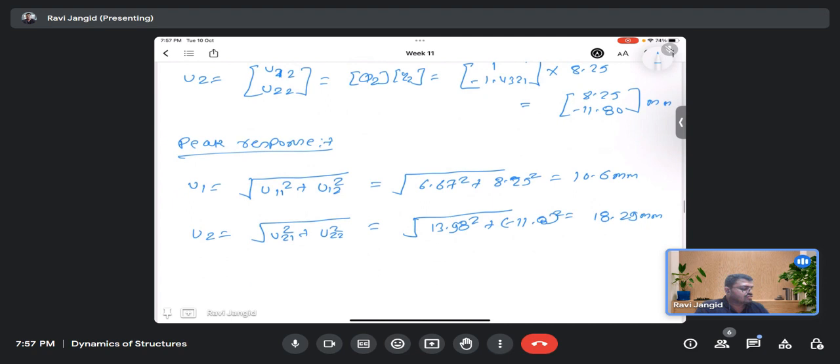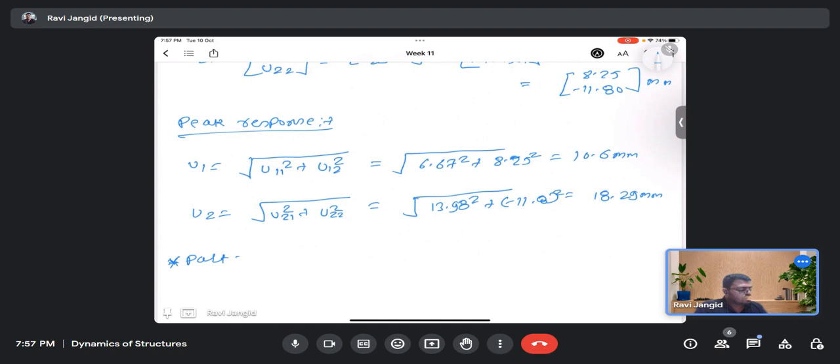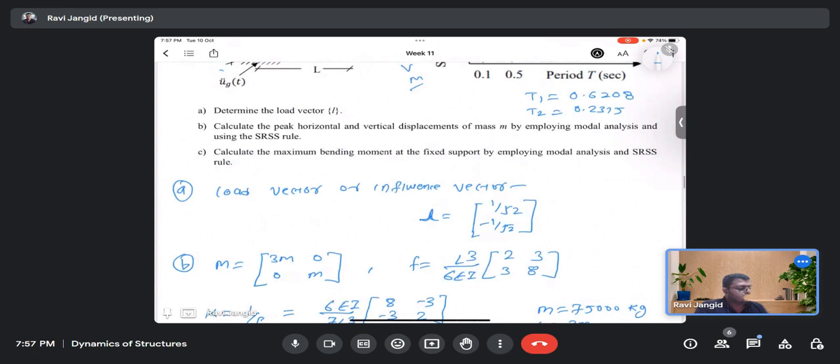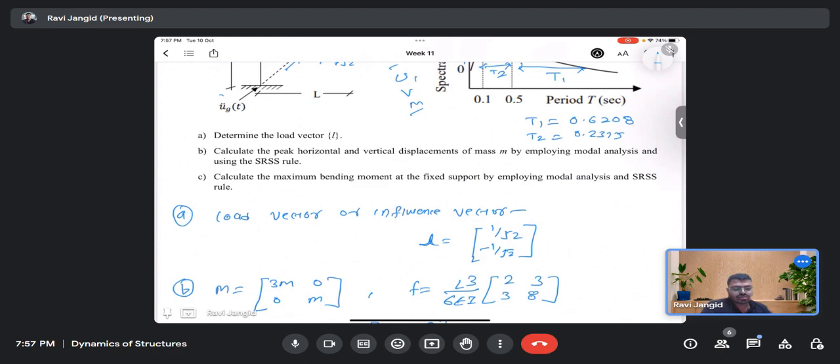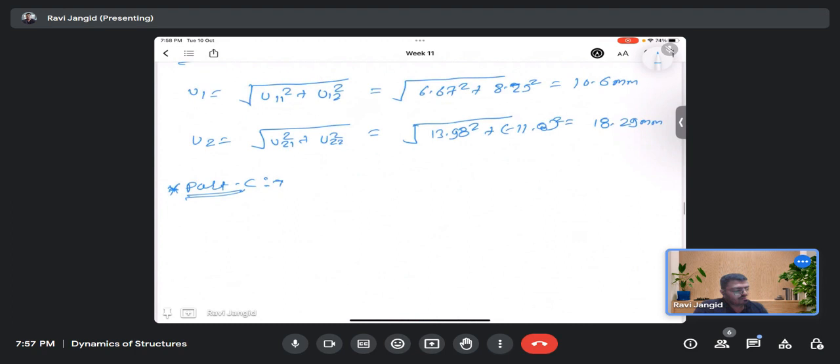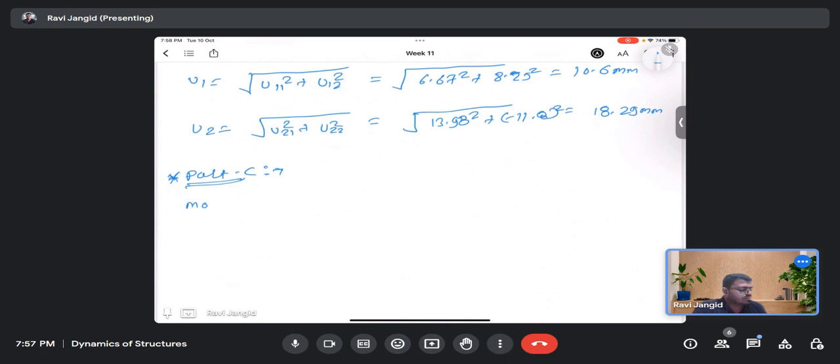Now we have part C. In part C, what we need to do? We need to calculate the maximum bending moment at the fixed support by employing the modal analysis and the SRSS rule. Okay, so what is the maximum bending moment? For this, first they ask to find out the modal expansion. The modal expansion is given as Sn is equal to gamma n M phi n.